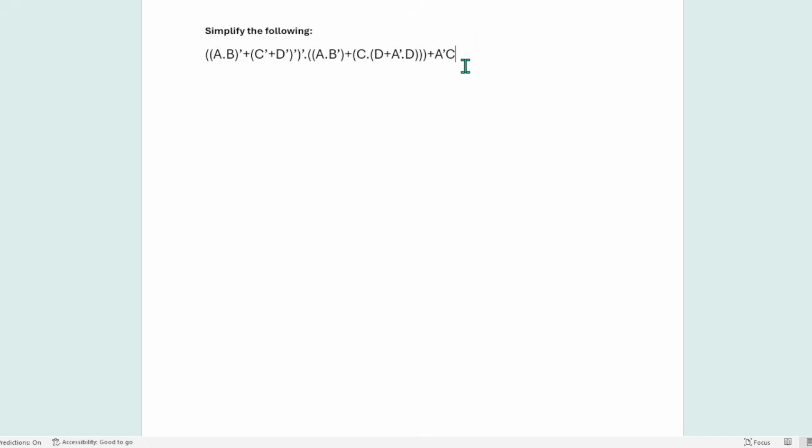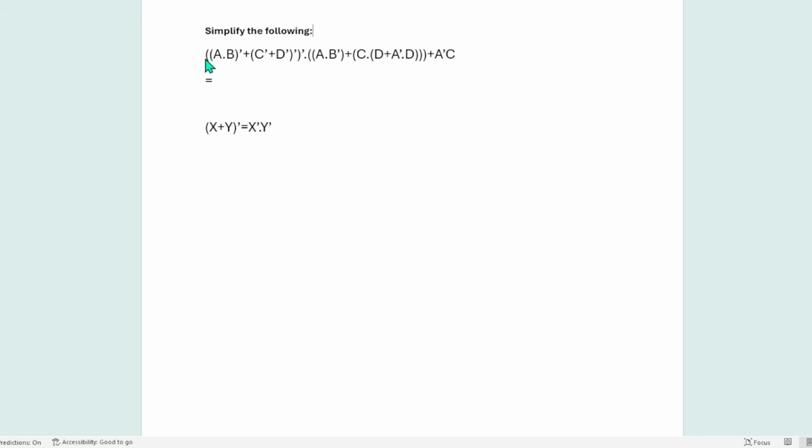Let's try out this example now. So we have to simplify this function, so I'm going to do it step by step like the previous one. For the very first step, I'm going to work on this part. It looks like I can put De Morgan's formula here. We all know what De Morgan's formula is, right? It looks like this: x plus y whole prime means x prime dot y prime. So I'm going to put this formula for this part.